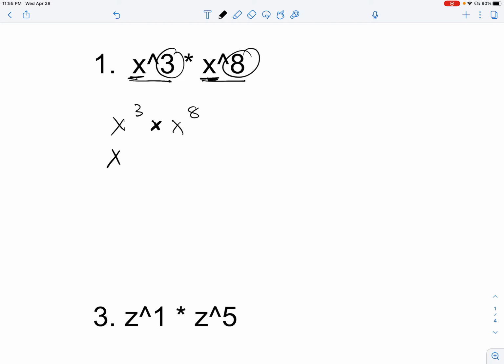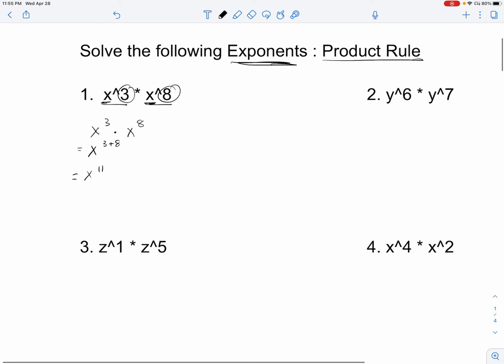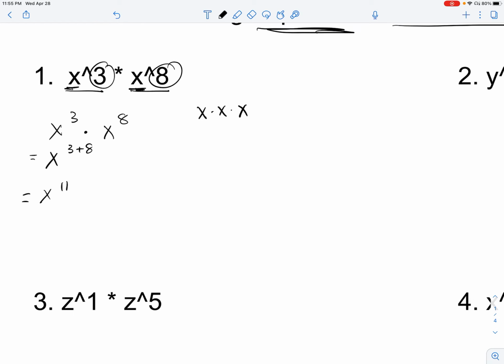is the same thing as x to the 3 plus 8, which is x to the 11th power. If I were to actually demonstrate this, it would be as follows. X times x times x, and this little dot means multiplication.